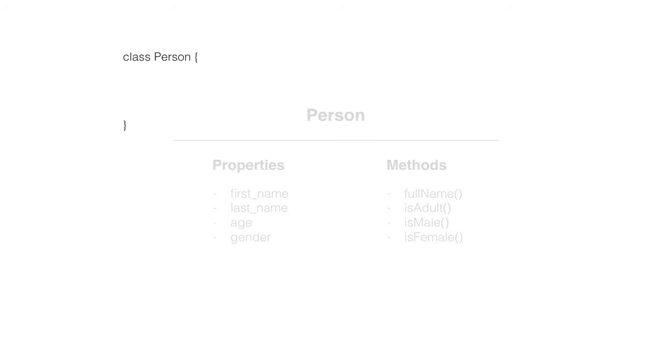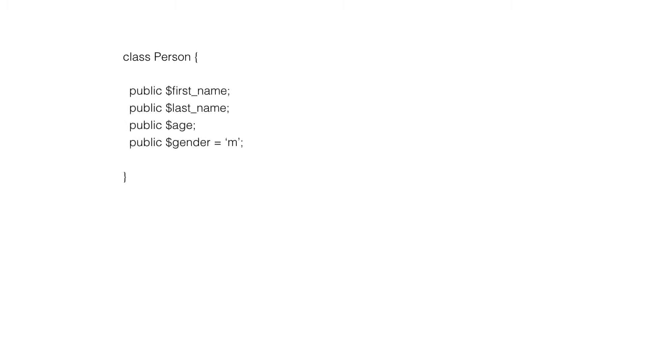Let's have a look at the internals of class person. To declare a class, use the word class followed by its name and set of curly brackets. To declare properties of the class, use the public keyword followed by the property name using the format of the variable. Properties can also have some default values associated with them. In our example, gender by default has its value set to letter M, representing male.